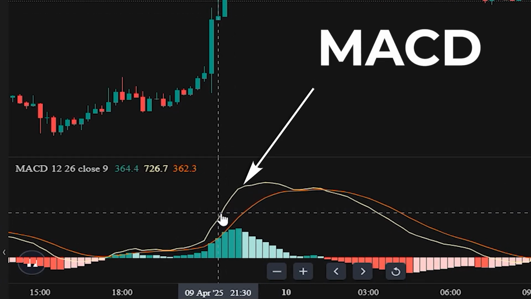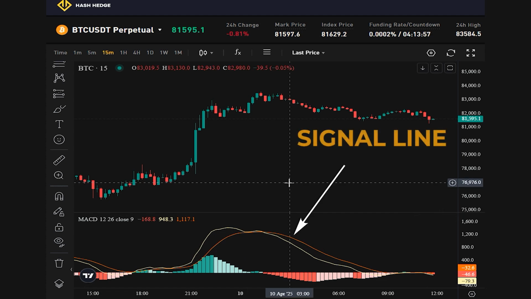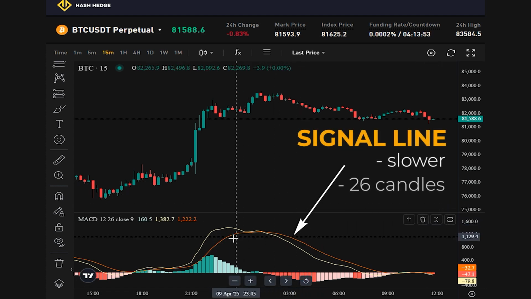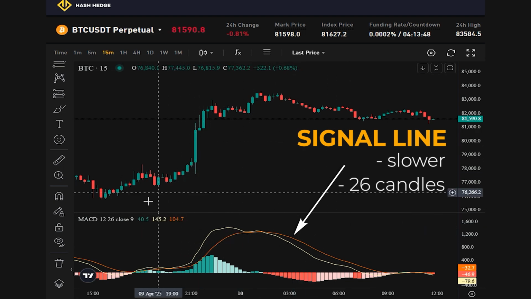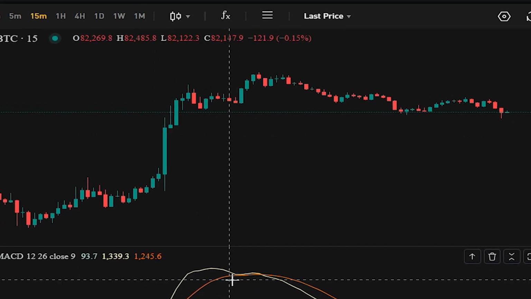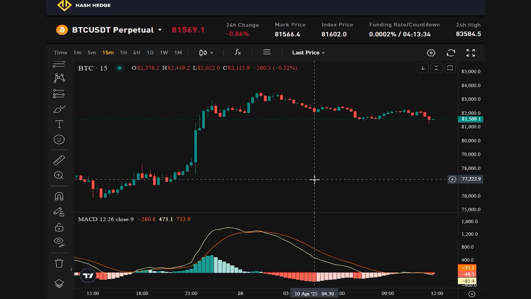This line is what is called the MACD. The second moving average, orange in color, is called the signal line. It is slower and counts the average price for 26 candles instead of 12. That is, it will be slower to respond to chart changes. For example, here, as in the previous example, the chart has grown and the signal line reacted a little later. It is the interaction of these 2 lines that is important for us to pay attention to.